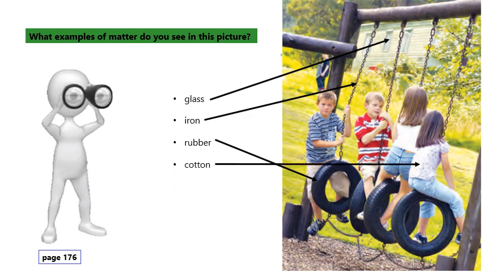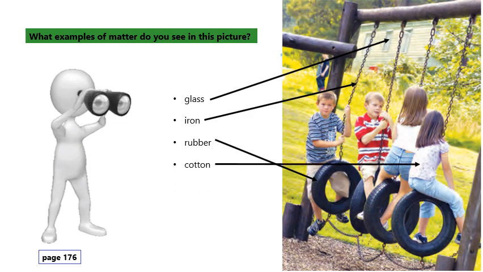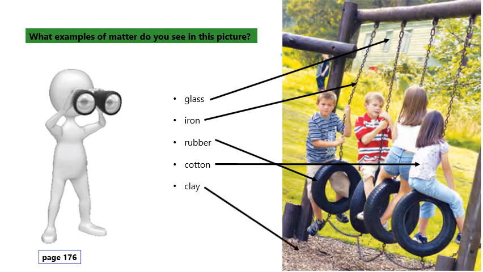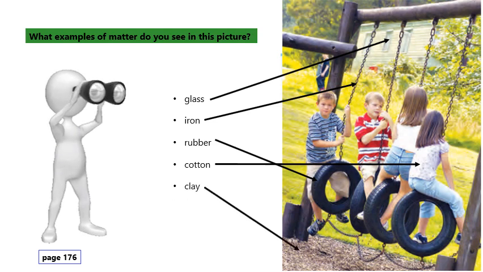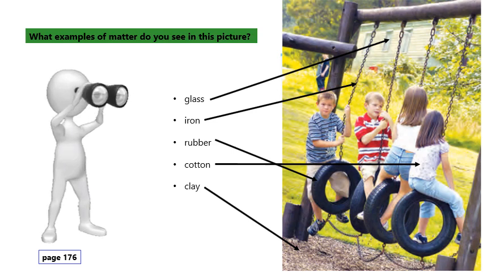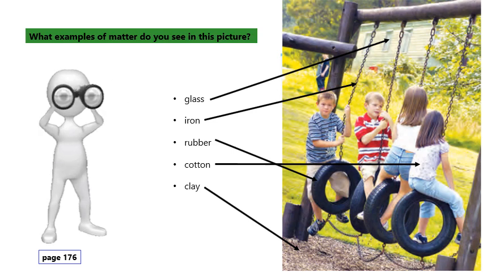Cotton. The kids' clothes are made of cotton. Cotton is one kind of matter also shown in the figure. Is there anything else? Yes, there is lots more. Clay. Clay is also another example of matter that we can see in this picture.